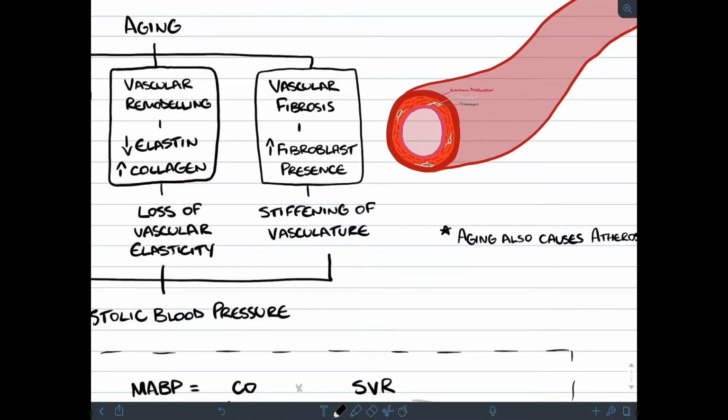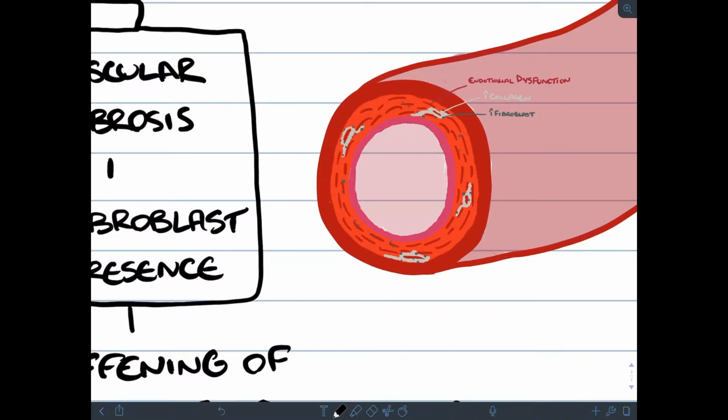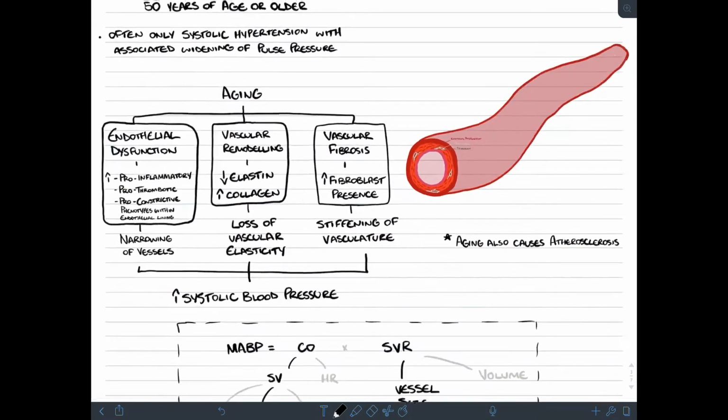So the more collagen and the less elastin that is present starts to drop the elasticity of the vasculature. Therefore, it can't stretch when it needs to, and it can't accommodate the higher blood pressure that is going to occur. The third thing that occurs is vascular fibrosis, which is actual fibrotic tissue that starts to develop, and that is due to the fibroblast presence actually increasing. And we can see that here, which is these gray guys right here. So the stiffening of vasculature is what occurs because of the fibrosis.